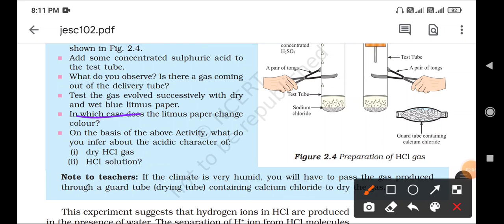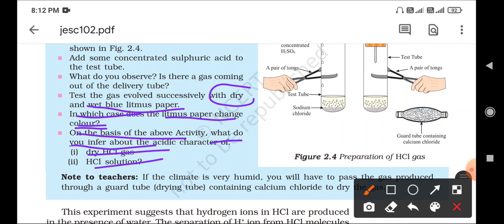The litmus paper changes color only in the case of wet litmus paper. So wet litmus paper changes the color when we test the gas. It does not change the color with the dry litmus paper. On the basis of this activity, what do you infer about the acidic character of dry HCl and HCl solution? HCl changes color only with the wet litmus paper.